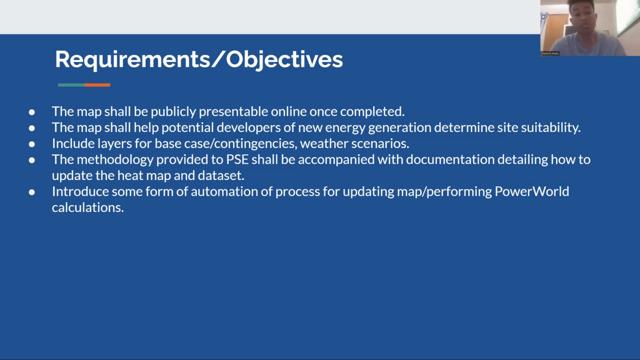We also want to have a methodology provided to PSE, along with documentation that details how to properly update the transmission map. And one stretch goal that we have is to introduce some form of automation of this entire process of updating the map, as well as performing power flow calculations and simulations, just to speed up the process and make it a lot more concise and straightforward. This will be done with some form of Python scripting.